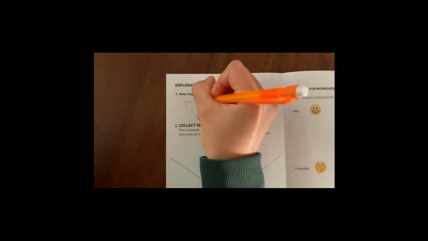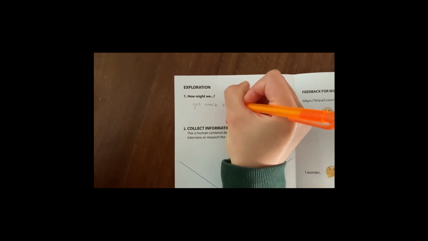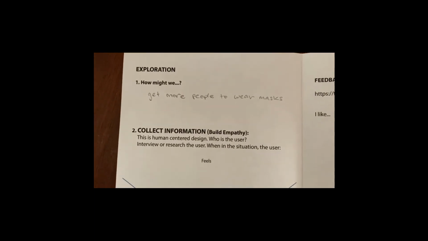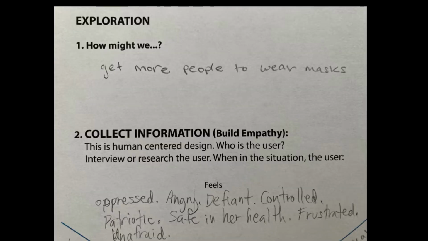Let's now look at page 3 of our Maker Journal, the exploration page that has a how might we question and the collecting information, building empathy section. You're going to be doing this on your own as you develop your own project idea. In this case, the how might we question posed is, how might we get more people to wear masks? Specifically, how might we get more people who don't want to wear masks to wear masks?